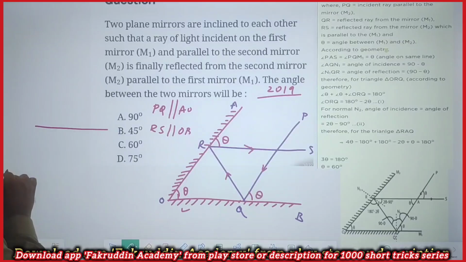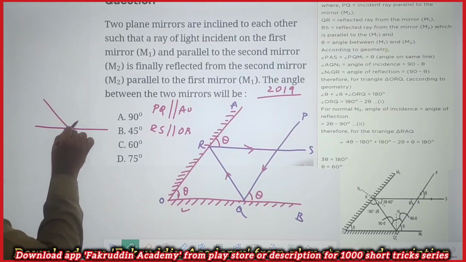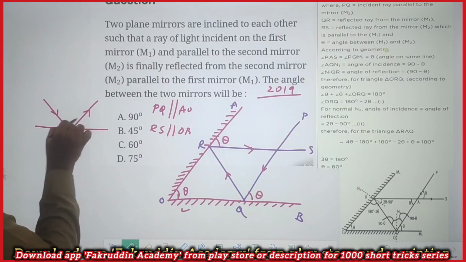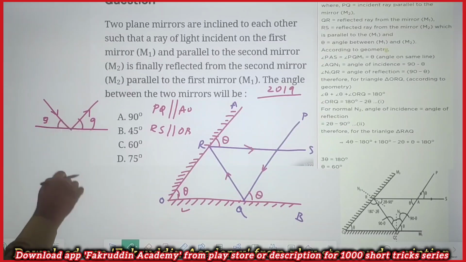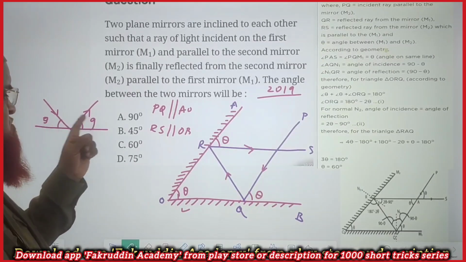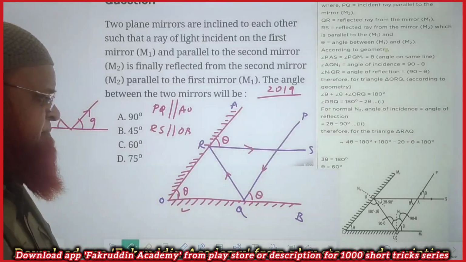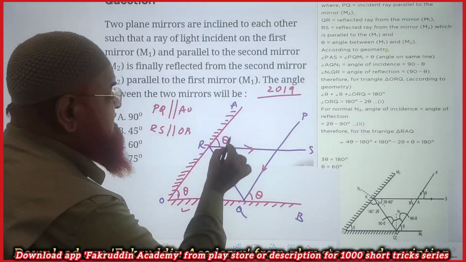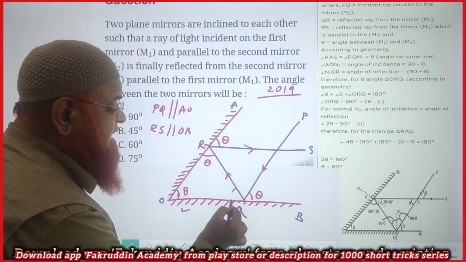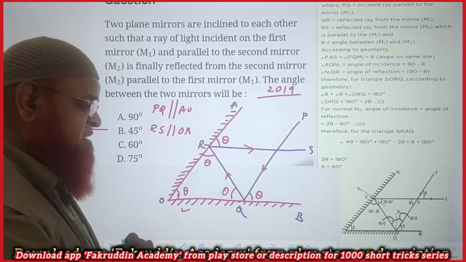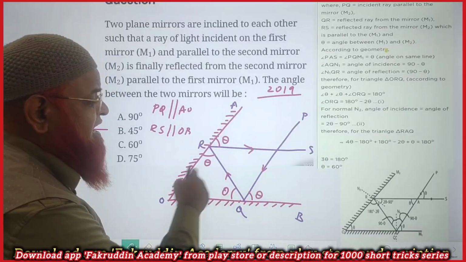Whenever a light ray falls on a mirror, it reflects back. These two angles are called glancing angles and they are going to be the same. With this, it is understood that if this is theta, this is also going to be theta. All the three angles are the same.